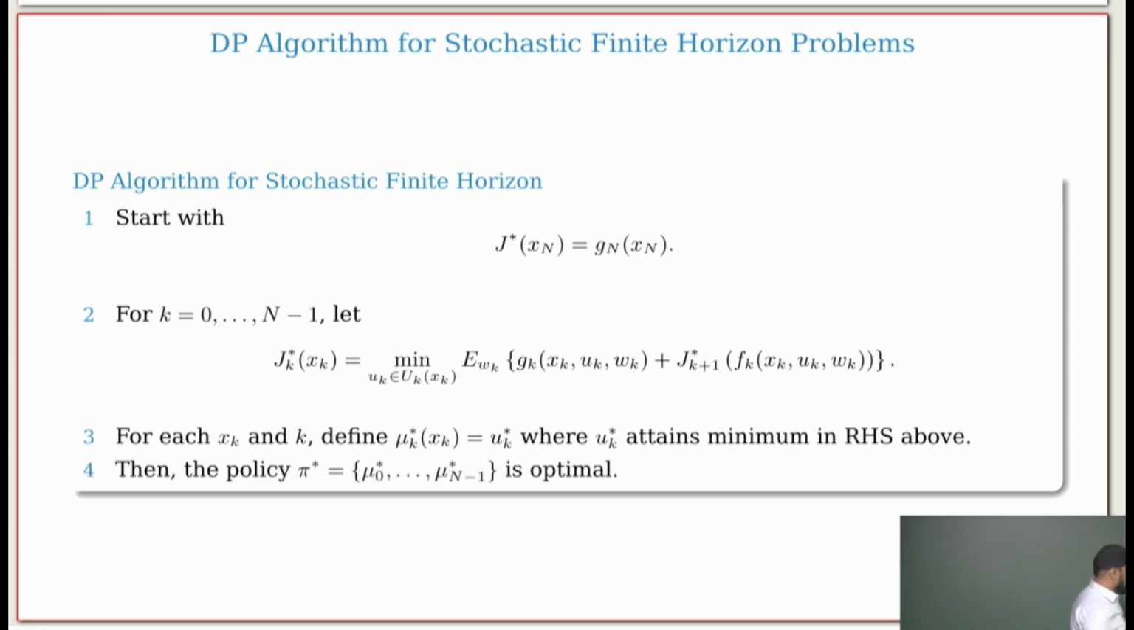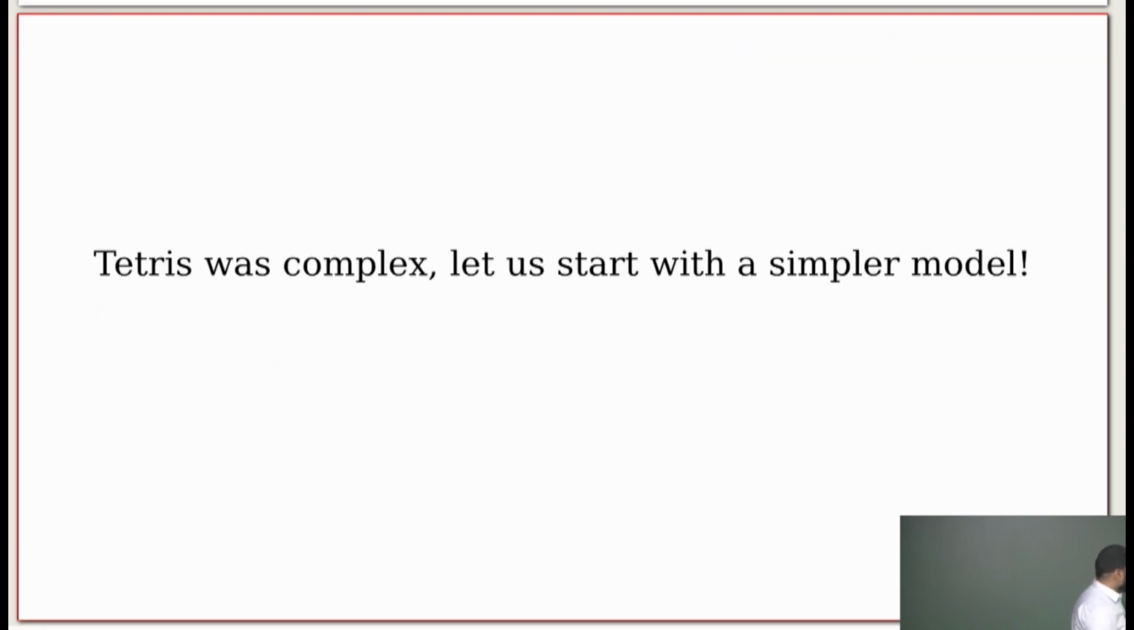So that's basically the stochastic DP. Now Tetris was a complex case, and we are not going to solve that immediately, but we saw the difficulties. The difficulty we saw in Tetris was the large state space. We need to extract the features, and then there is a randomness involved. It's a stochastic nature. So once we develop some tools, we will try to solve that.